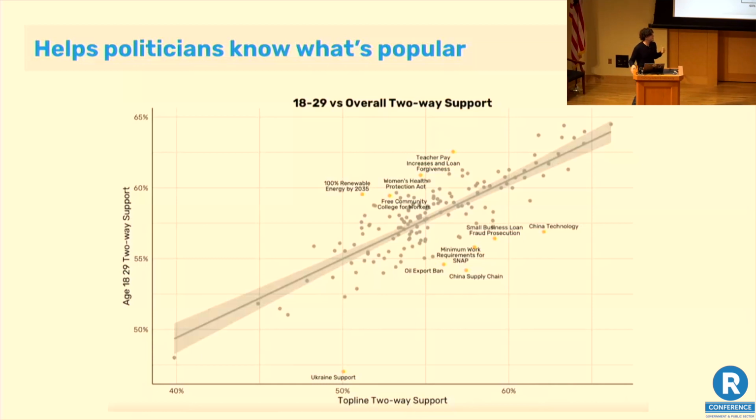And so you can see young people, they like student loan forgiveness, they like renewable energy. But then I think the funny one, it's labeled China technology, is actually banning TikTok. Young people don't want to do that, which I think is funny.